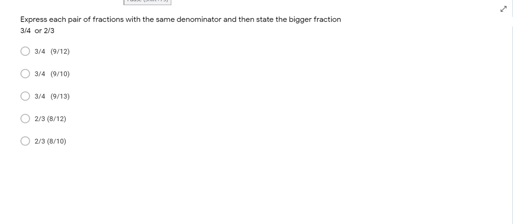Okay, so with this question, what it asks you to do is express each pair of fractions with the same denominator and then state the bigger fraction. So we have two fractions. We have 3 over 4, and then we have 2 over 3. So 3/4 and 2/3.